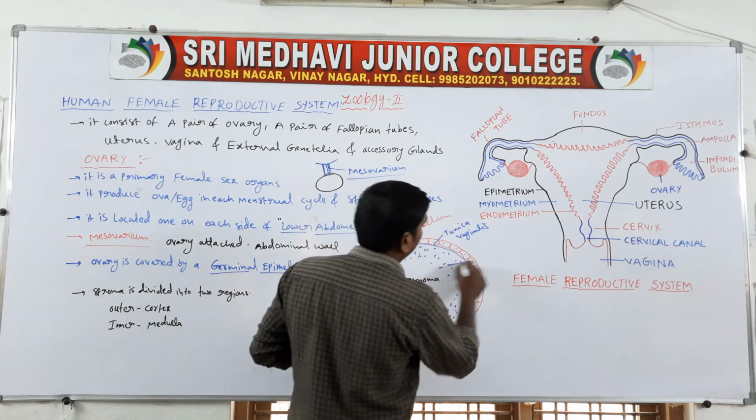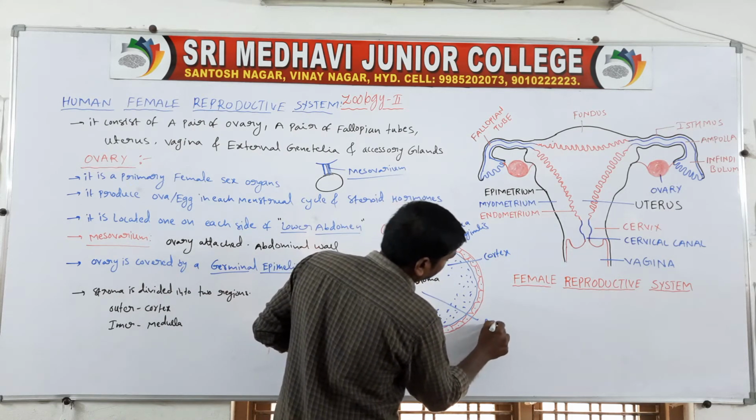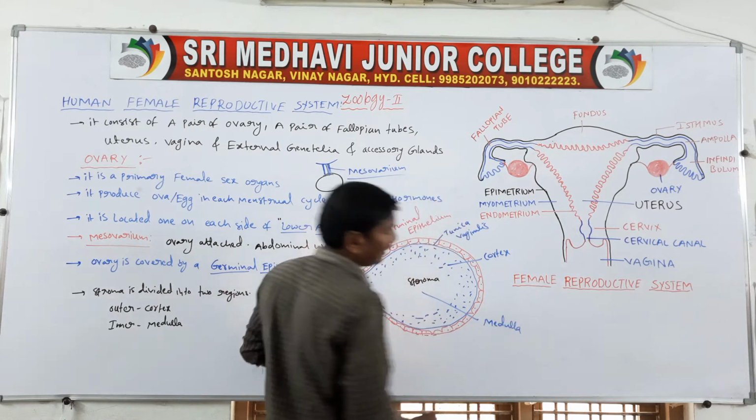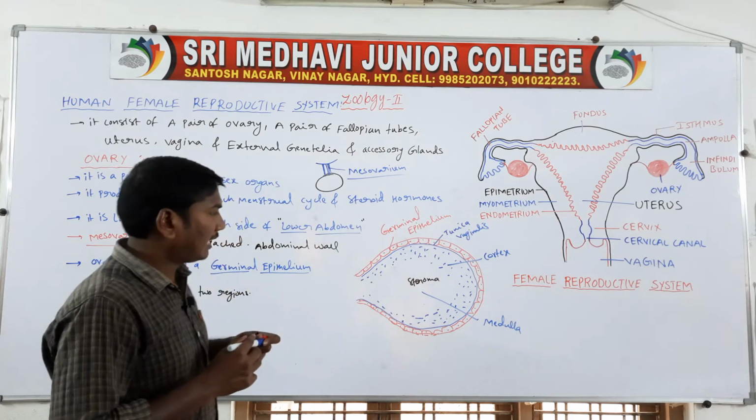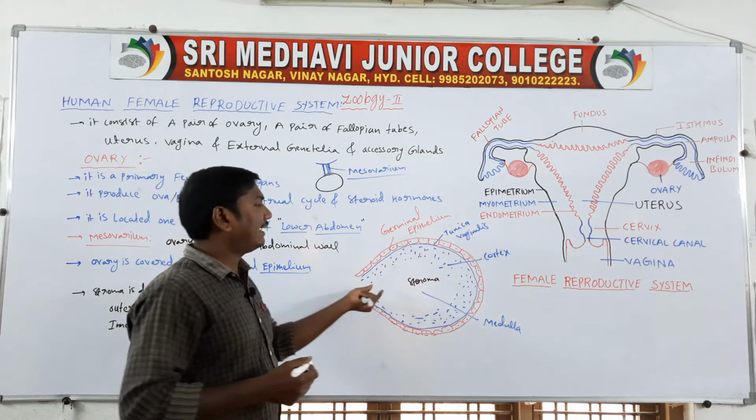So they are the outer cortex. The inner one is the medulla. The outer cortex and inner medulla. Next one, the outer cortex region. The outer cortex region contains a dense connective tissue.